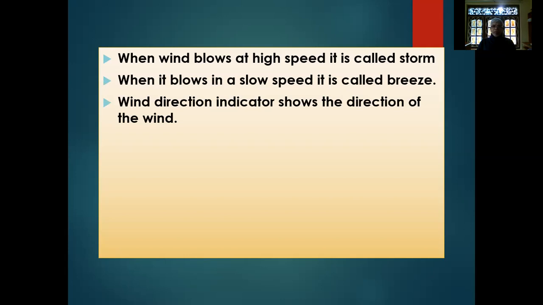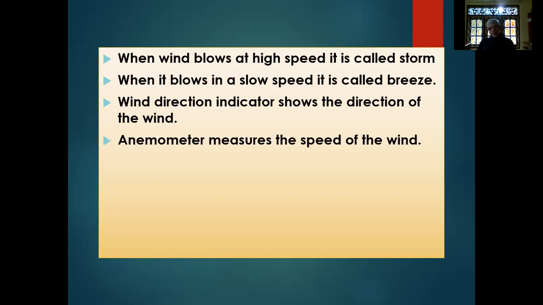When the direction indicator shows the direction of the wind, the anemometer measures the speed of the wind. It is expressed in kilometers per hour. That means the speed of the wind is expressed in kilometers per hour.